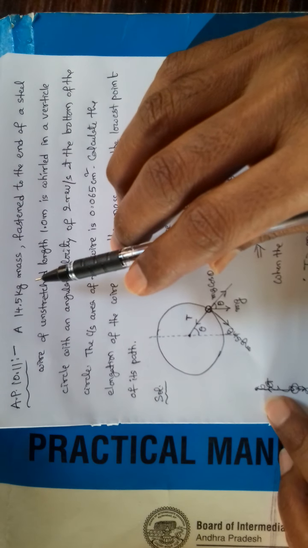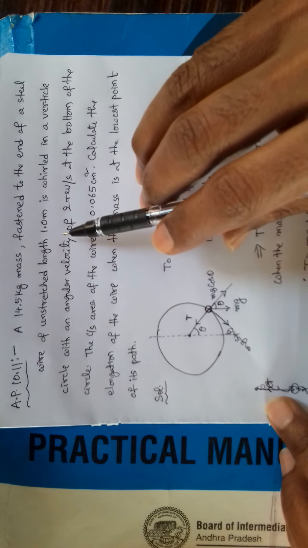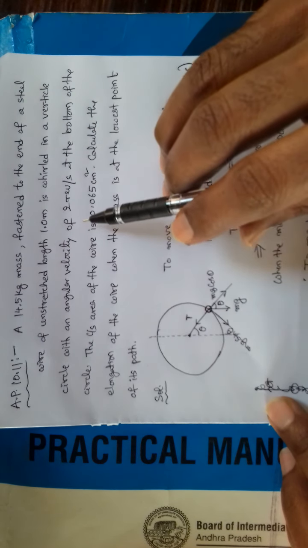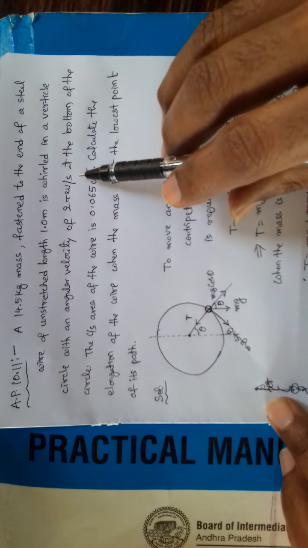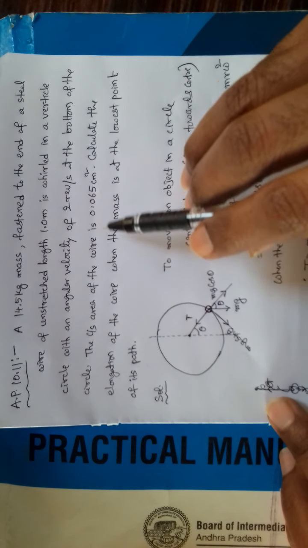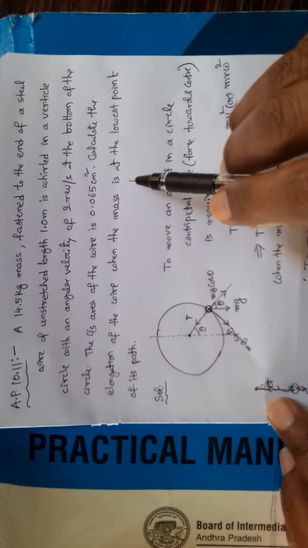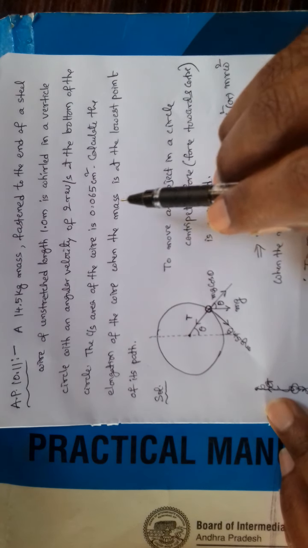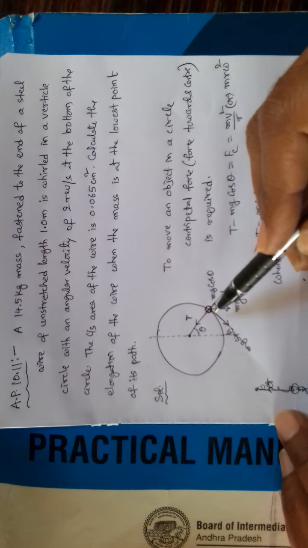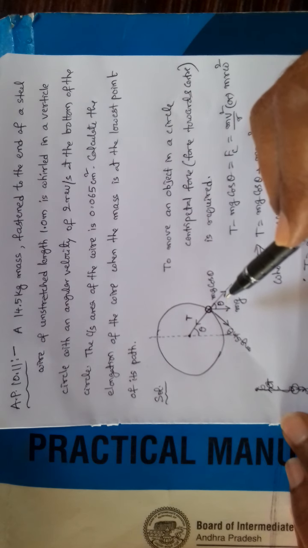A 14.5 kg mass fastened to the end of a steel wire of unstretched length 1 meter is whirled in a vertical circle with an angular velocity 2 revolutions per second at the bottom of the circle. The cross-sectional area of the wire is this much. Calculate the elongation of the wire when the mass is at the lowest point. See, this mass is tied to a steel wire and this is being moved in a vertical circle.